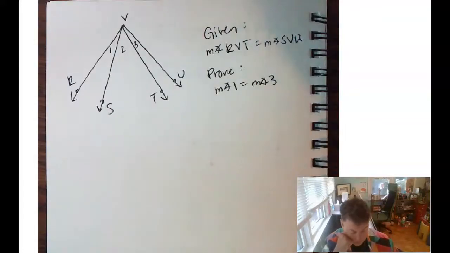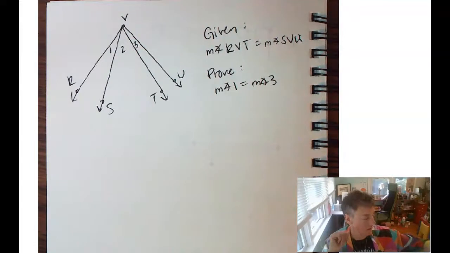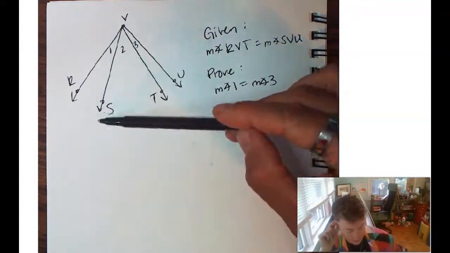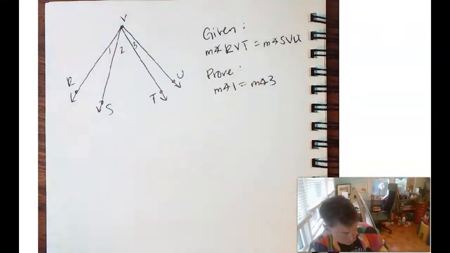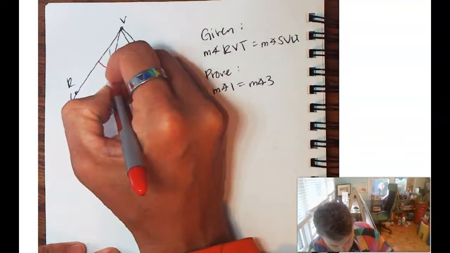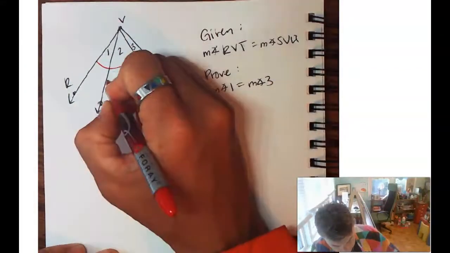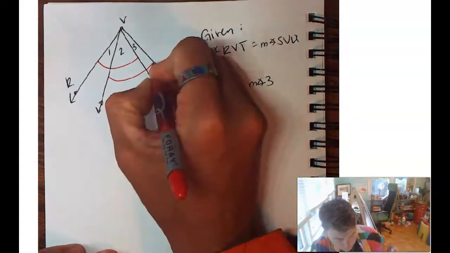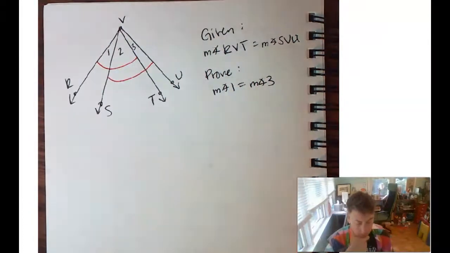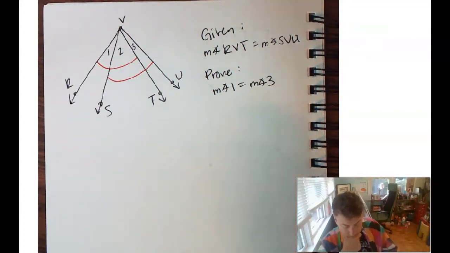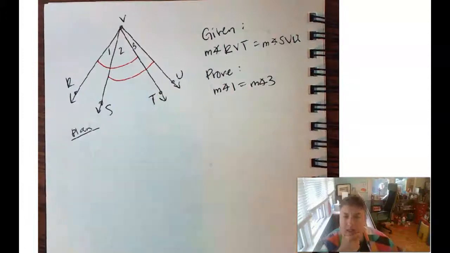So here's our next example. We are given that the measure of angle RVT is equal to the measure of angle SVU. RVT is the same as SVU. We're trying to prove that the measure of angle 1 equals the measure of angle 2. Well, let's see why this might be true.